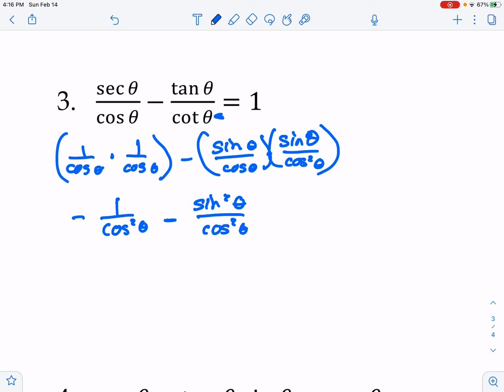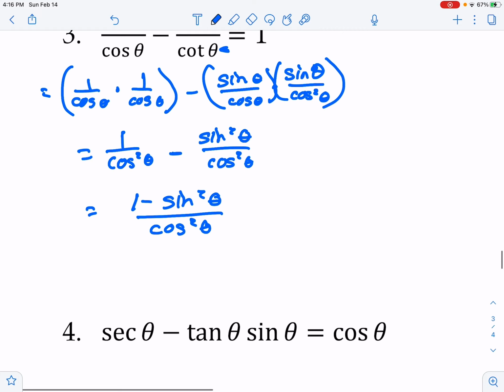I have fractions that have common denominators, so I combine the top. 1 minus the sine squared is equal to the cosine squared. The cosine squared over the cosine squared is equal to 1. Booyah.